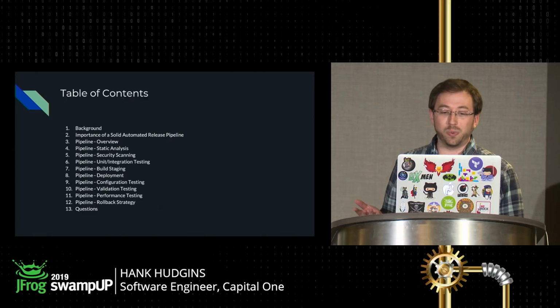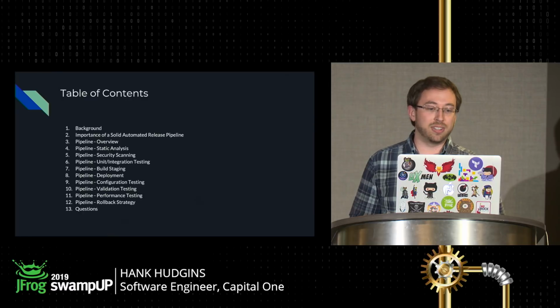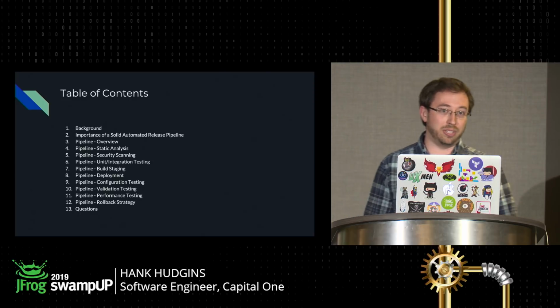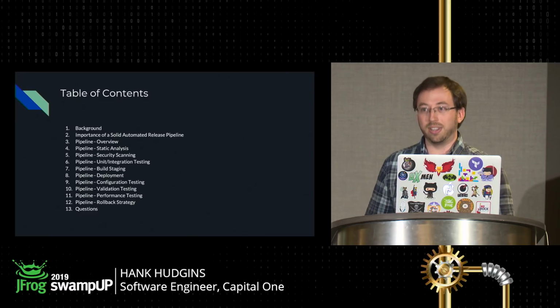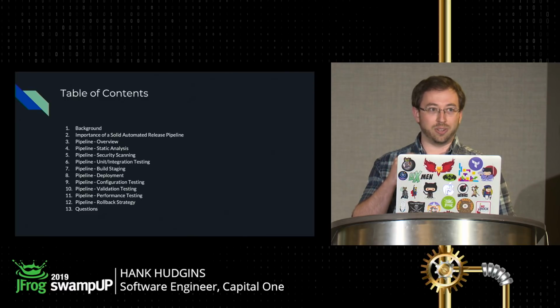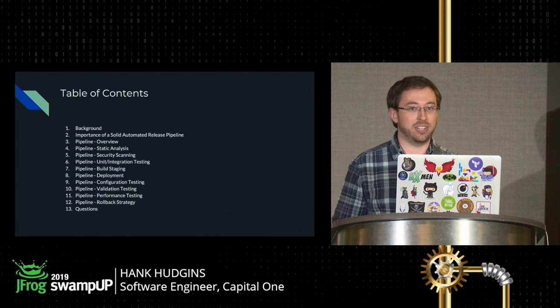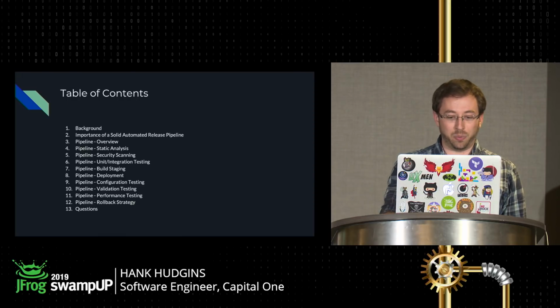Basically, the overview of what we're going to be talking about. I'm going to give a brief background into our implementation of Artifactory, and go into some of the benefits of having a solid automated release pipeline. Then we're going to have an overview of our pipeline, and go into each of the different stages, and describe what the purpose of that stage is, and how we implemented that at Capital One.